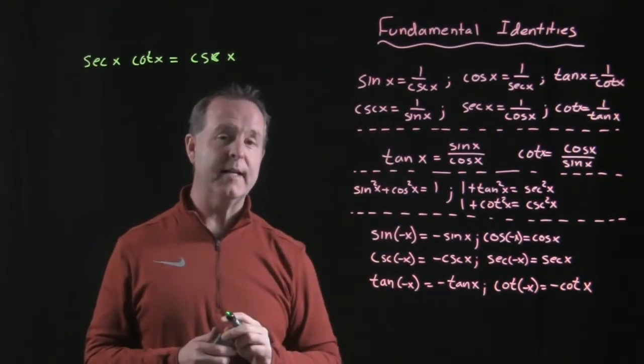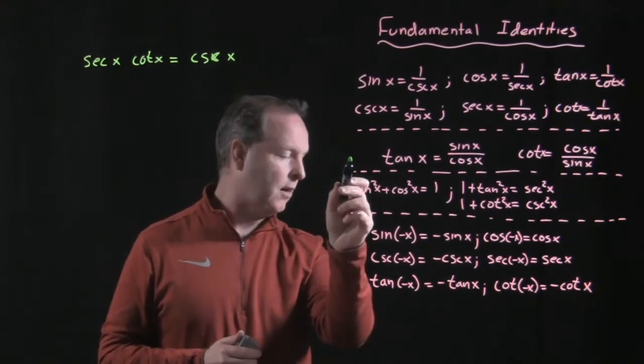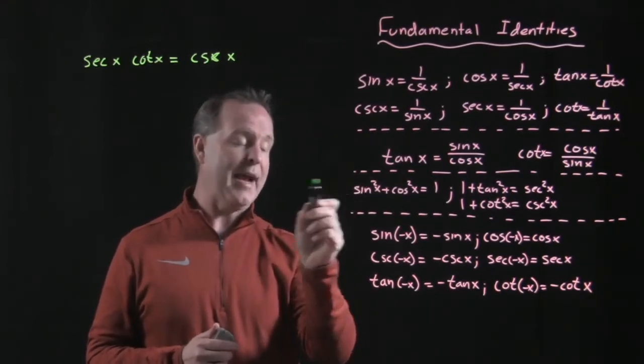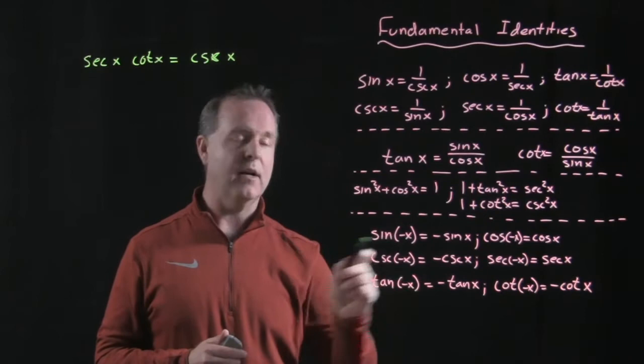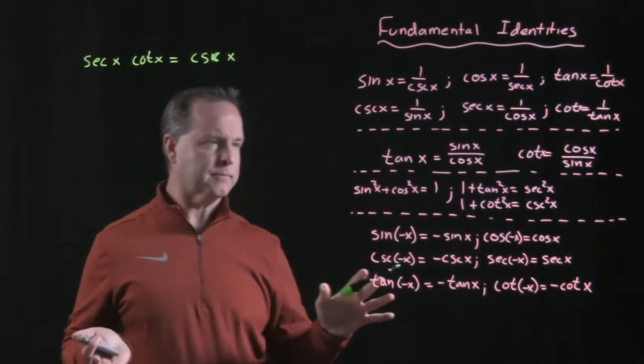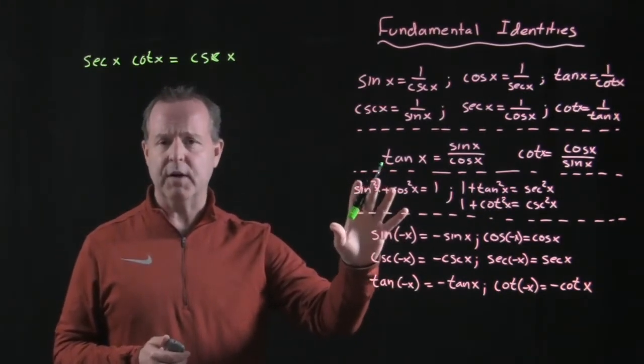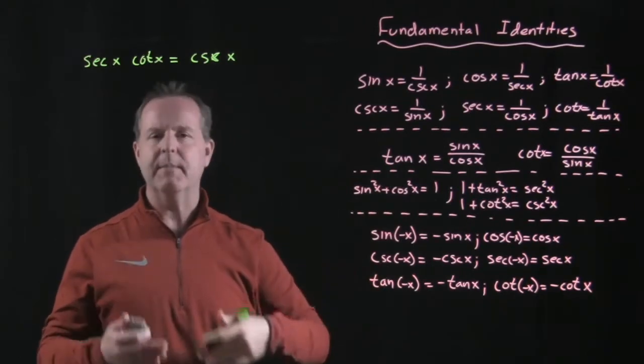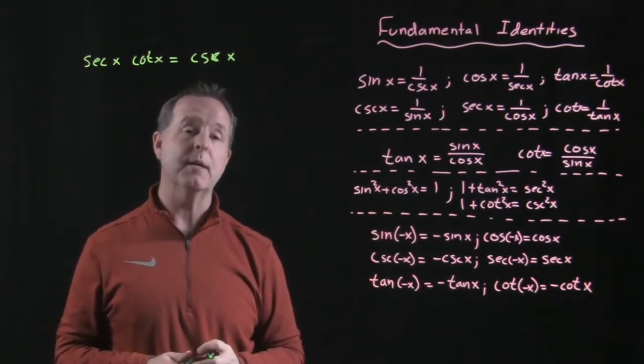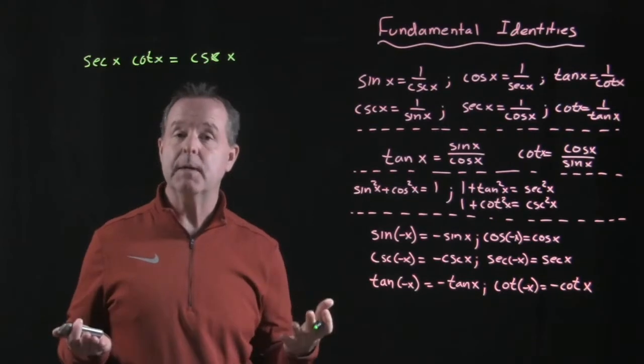Remember our reciprocal identities? We had our quotient identities, our Pythagorean identities, and our even and odd identities. And these, again, I want you to make sure you're aware of. Some of these you're going to begin committing to memory because you use them a lot. So let's use them now.